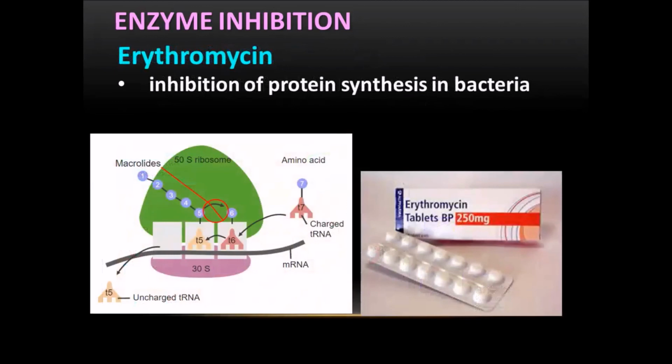Erythromycin acts by inhibition of protein synthesis by binding to the 50S subunit of ribosomes in susceptible bacterial organisms.